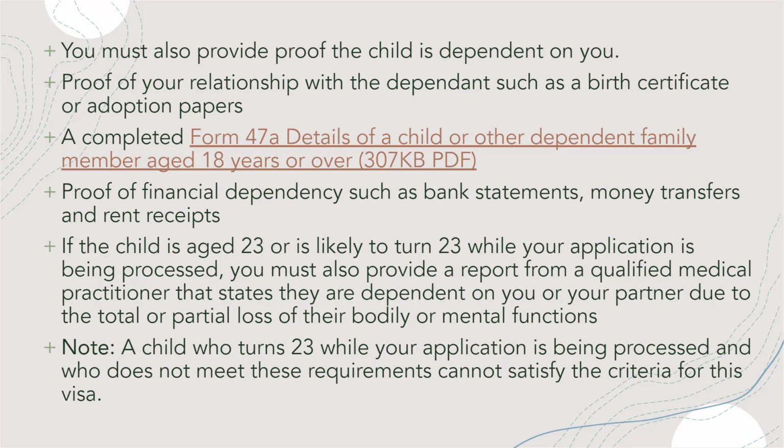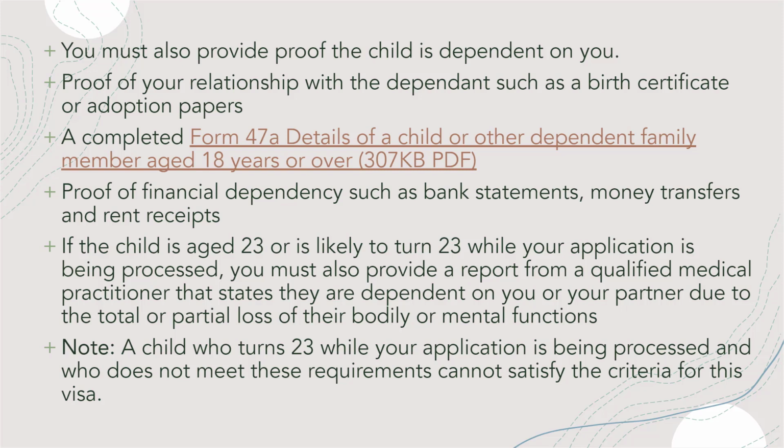You must also provide proof the child is dependent on you, and proof of your relationship with the dependent, such as a birth certificate or adoption papers. Provide a completed Form 47A, details of a child or other dependent family member aged 18 years or over, and proof of financial dependency such as bank statements, money transfers and rent receipts, if the child is aged 23 or is likely to turn 23 while your application is being processed. You must also provide a report from a qualified medical practitioner that states they are dependent on you or your partner due to the total or partial loss of their bodily or mental functions.